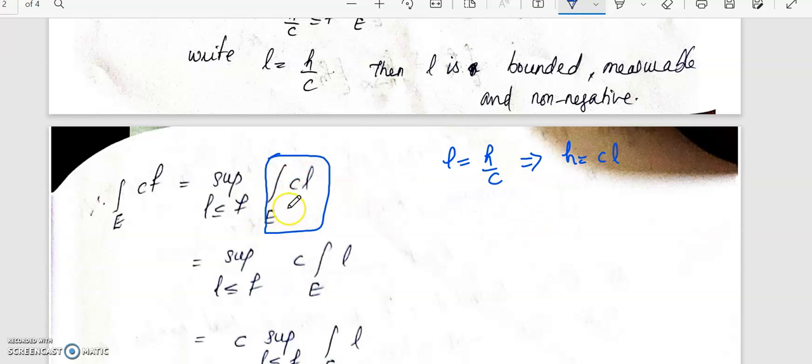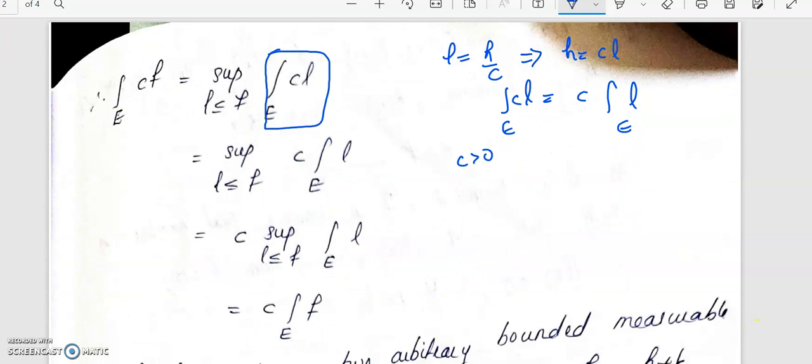Now by the property of the integral over a bounded measurable function, the integral over E of cL will be equal to c times the integral over E of L. So bounded measurable function ഈ property satisfy ചെയ്യും. So that becomes c times the integral over E of L. Now since c is greater than 0, you can take c outside the supremum. So that does not change the value. c positive ആയതുകൊണ്ട് supremum of c times this will be c times the supremum of this value.